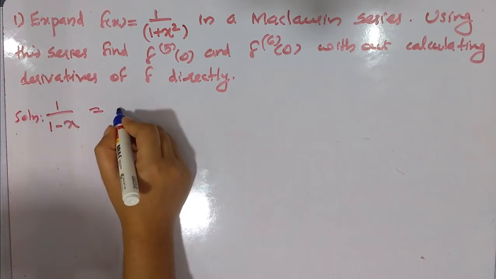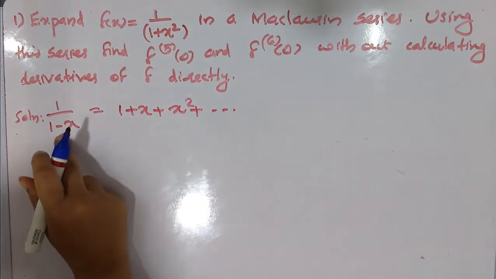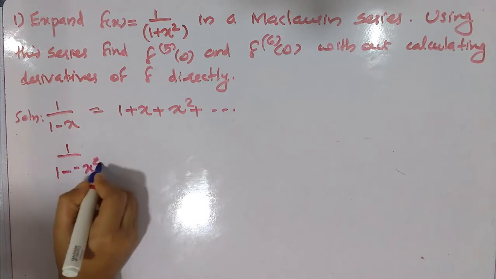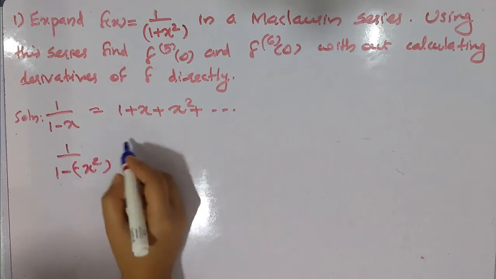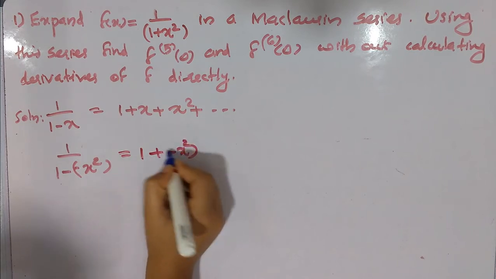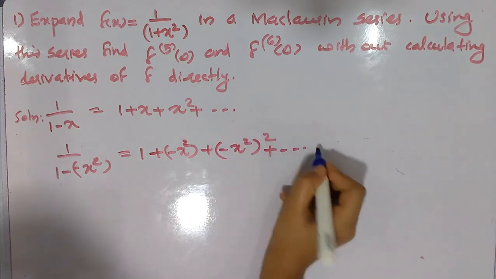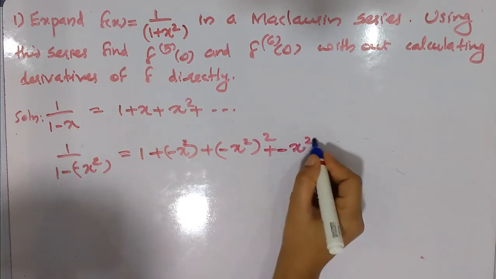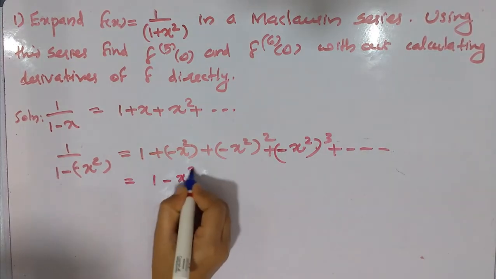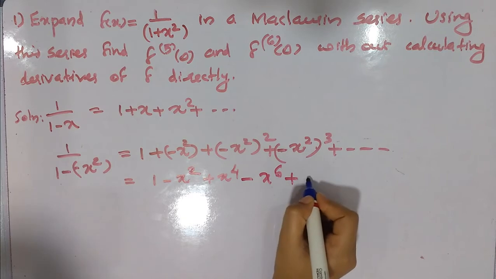The Taylor series and Maclaurin series: 1 by 1 minus x is 1 plus x plus x square plus etc. Now, here we have minus x square in place of x. So we can write 1 plus minus x square plus minus x square all square plus minus x square all cube plus etc. Then the series is 1 minus x square plus x raised to 4 minus x raised to 6 plus etc.